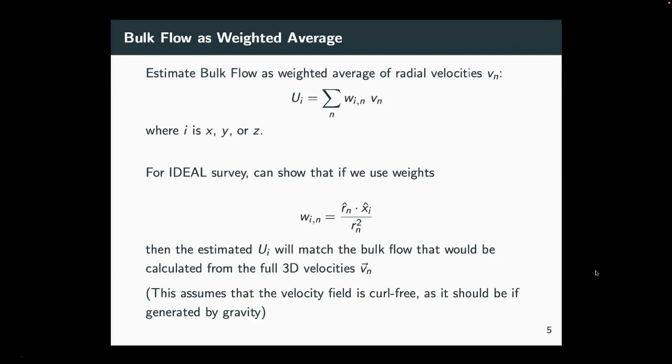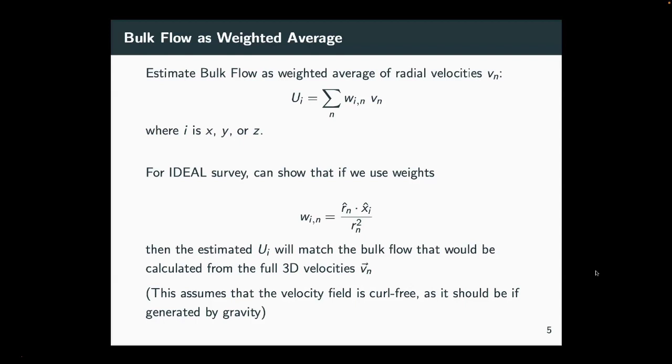So if you had an ideal survey and you only had radial velocities, you can still reproduce the full 3D bulk flow. So you can still reproduce what you would get if you had the full three-dimensional information. And the reason you can do this mathematically is just because the velocity field is curl-free. So we're assuming that the velocity field is created through gravity, and that suggests it should be curl-free.